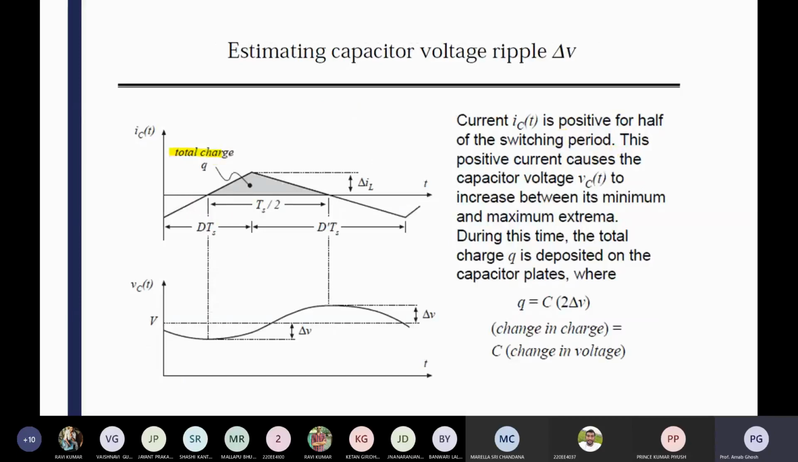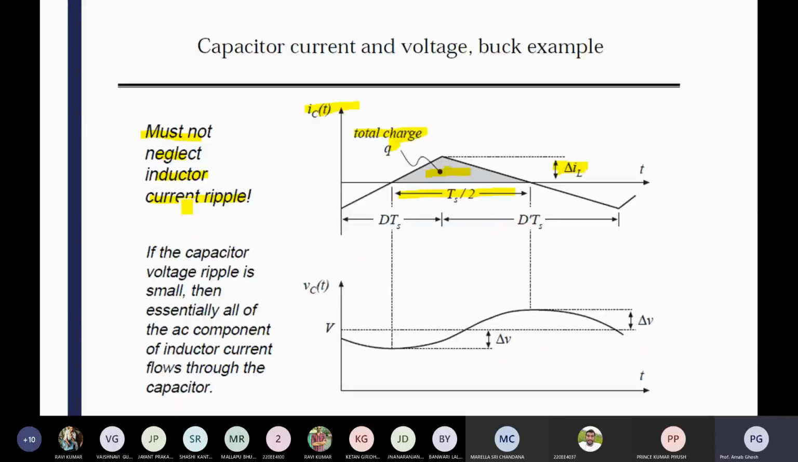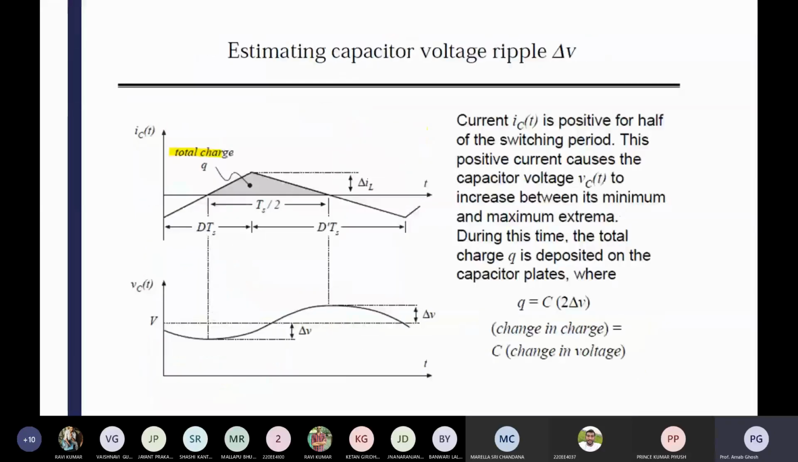Now, the current of IC. What is written over here? If the capacitor voltage ripple is small, then essentially all the AC component of the inductor current flows through the capacitor. Okay, so ripple is less means most of the ripple will be mitigated after passing through the capacitor. Then you'll get some fixed voltage. So pulsating DC is totally converted to fixed DC.